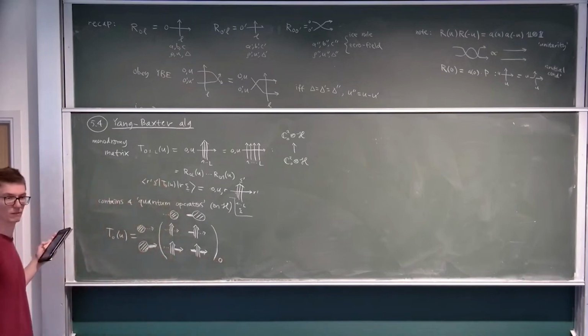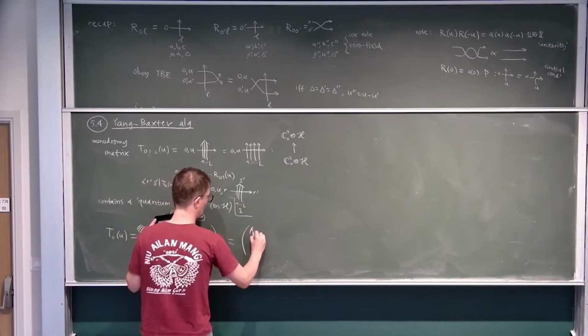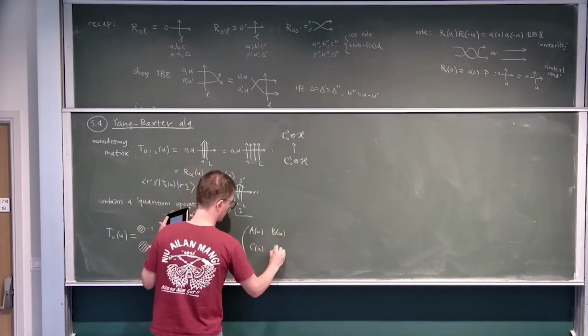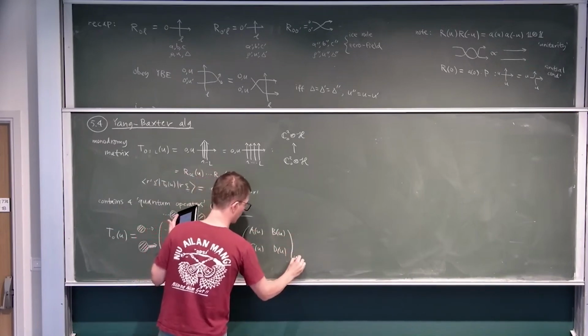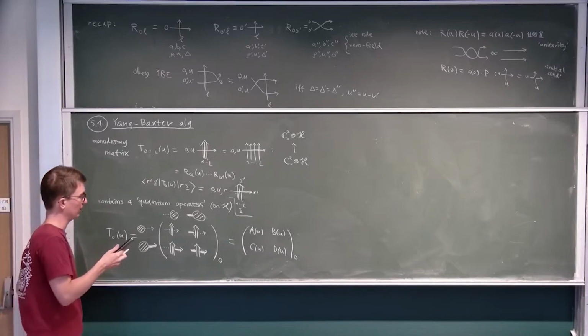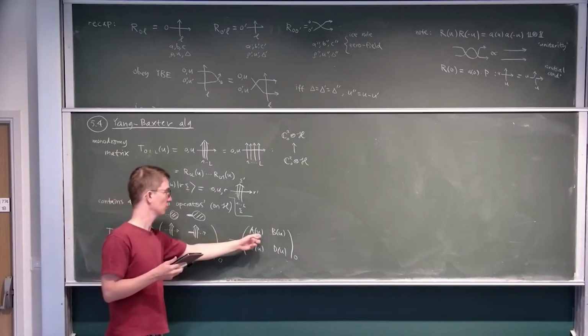I'll give it a subscript 0 by our convention. And then these entries are usually called A of u, B of u, C of u, and D of u. Those are these quantum operators, A, B, C, D. They act on the same space as the spin chain. In other words, this is a 2x2 matrix on auxiliary space with entries that are operators on the Hilbert space of the spin chain. And these entries are usually called the A operator, the B operator.